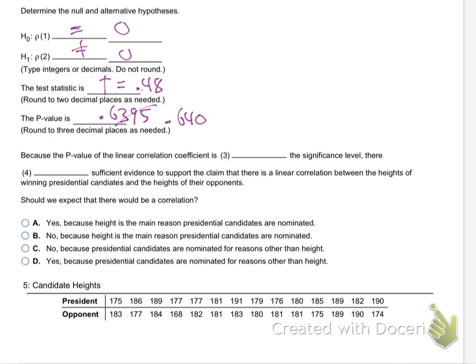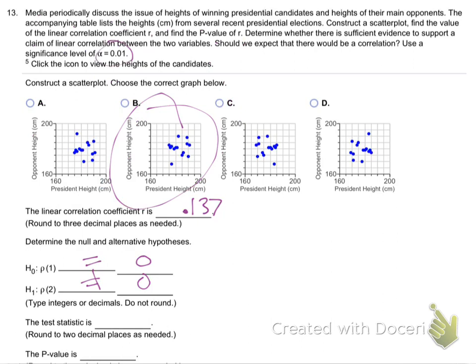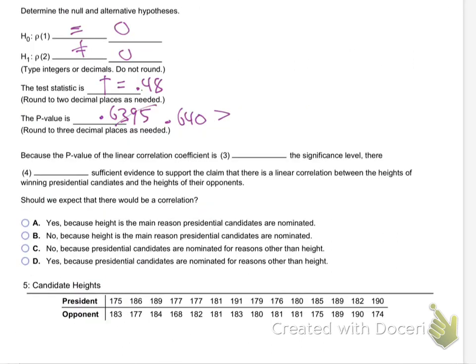Right, round to three places, so 0.640. All right, that's totally a big p-value, way bigger than whatever their level was. 0.05, 0.01, no way. So the media is crazy. If the media is saying there's something going on with heights, this gives strong evidence the media is wrong. There's no strong evidence. So the p-value, the p is again not low.